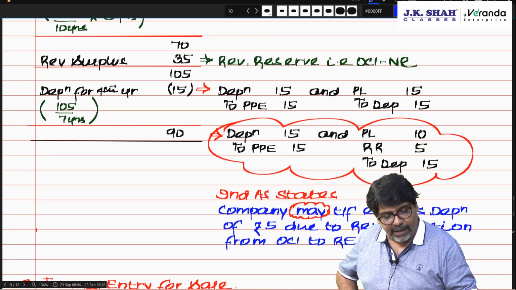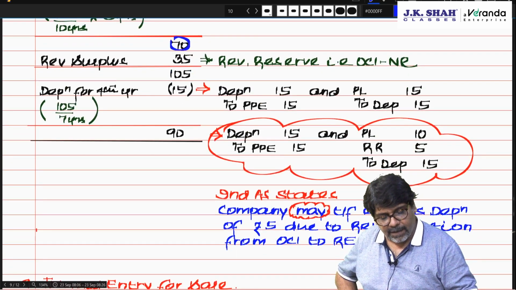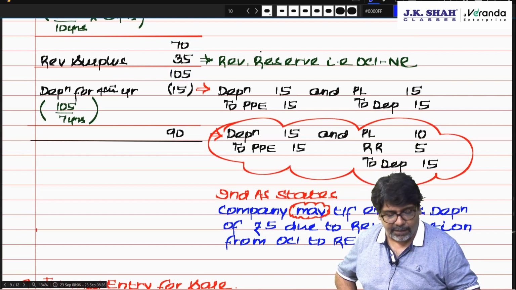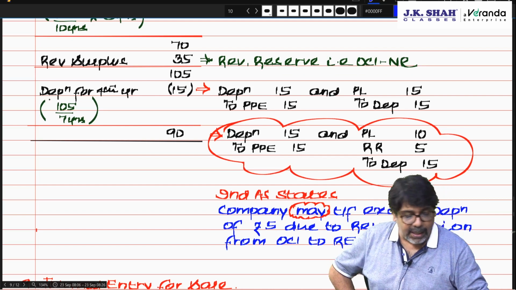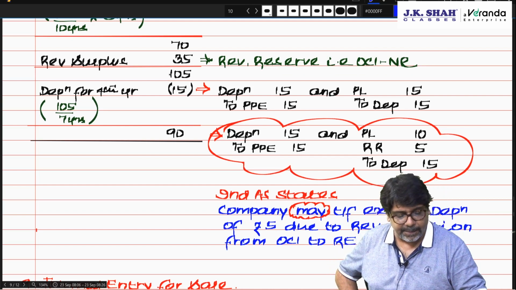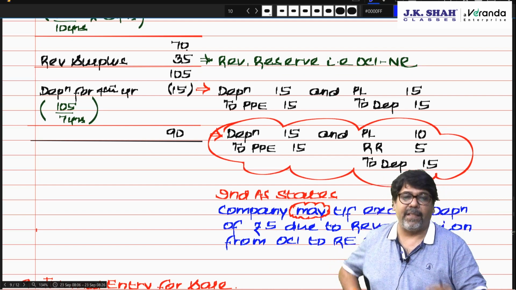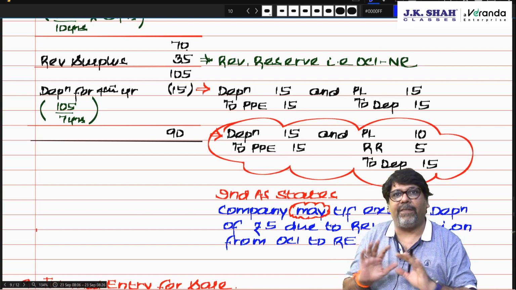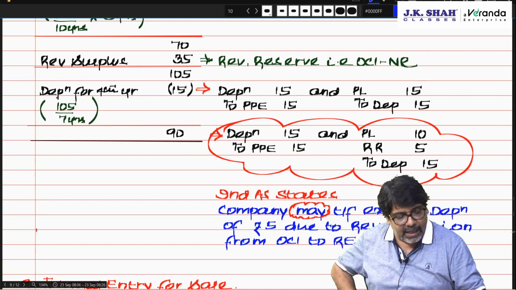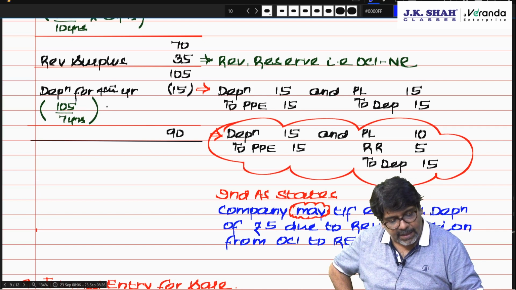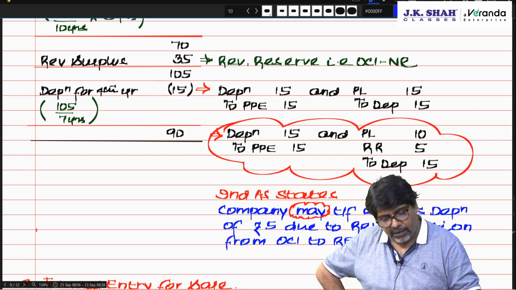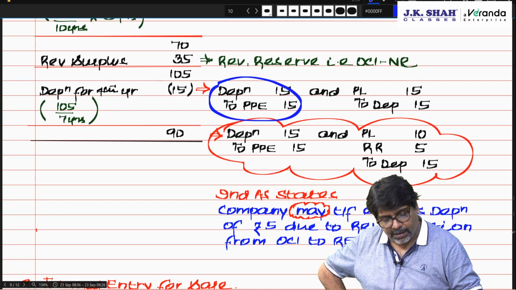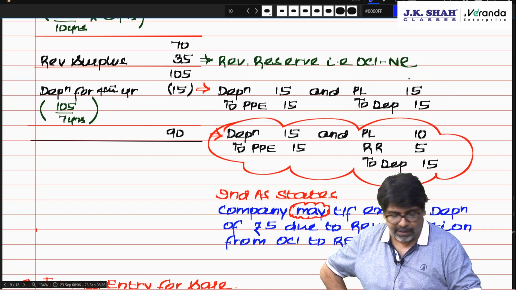Now the asset is revalued to 105. From 70 it became 105, so there is a revaluation surplus of 35. Revaluation reserve, that is OCI non-reclassified. Now charted, depreciation for the 4th year. The remaining life of the asset is 7 years. So 105 divided by 7 is 15 rupees. Correct. Now the journal entry for this 15 rupees is depreciation to PPE, P&L to depreciation.